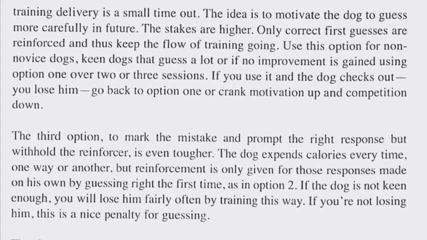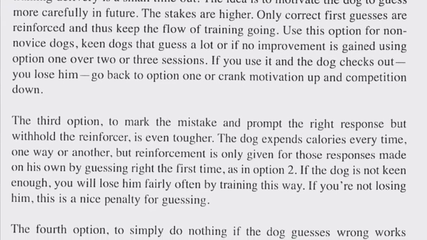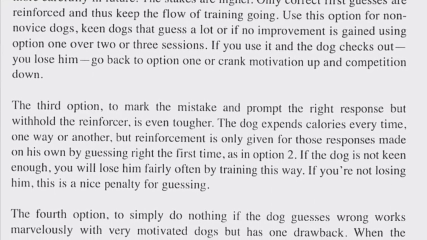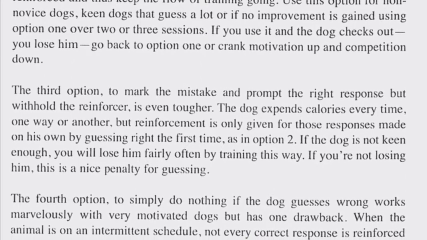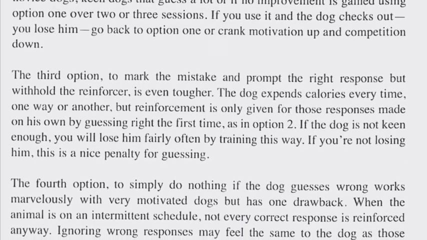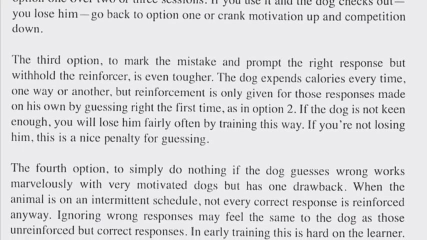The third option, to mark the mistake and prompt the right response but withhold the reinforcer, is even tougher. The dog expends calories every time, one way or another, but reinforcement is only given for those responses made on his own by guessing right the first time, as in option 2. If the dog is not keen enough, you will lose him fairly often by training this way. If you're not losing him, this is a nice penalty for guessing.